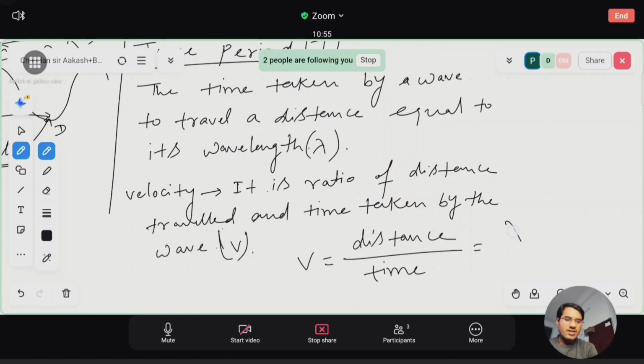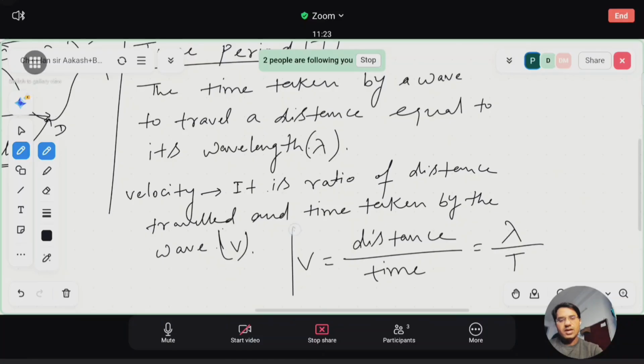So I should write lambda at the top. Yes or no? And at the bottom, what should I write? Time period T. Very good. That's correct. So at the bottom, in the denominator, I should write T, time period. So v is equal to lambda over T. That we need to do here basically.